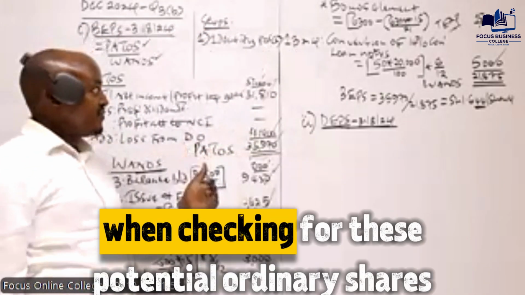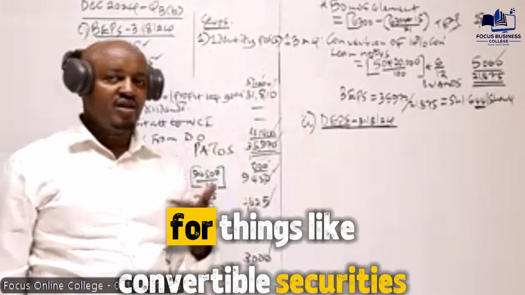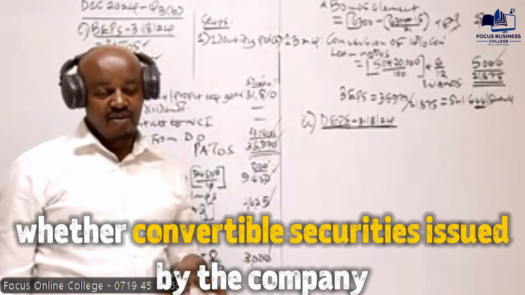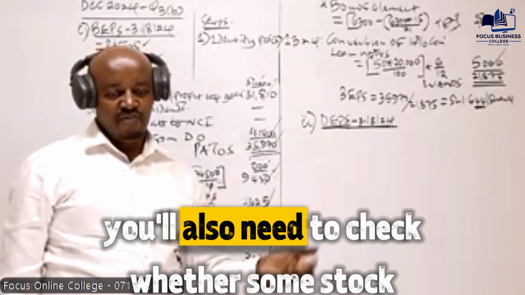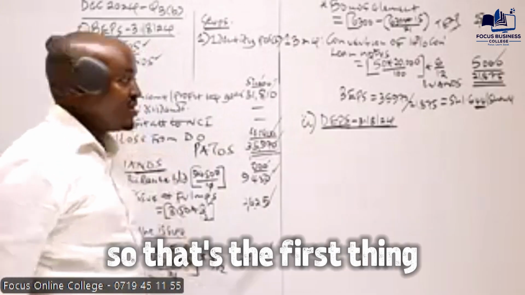Remember, when checking for these potential ordinary shares, you'll be checking for things like convertible securities. Were there convertible securities issued by the company? Number two, you'll also need to check whether there were some stock options or stock warrants granted to the employees. So that's the first thing.